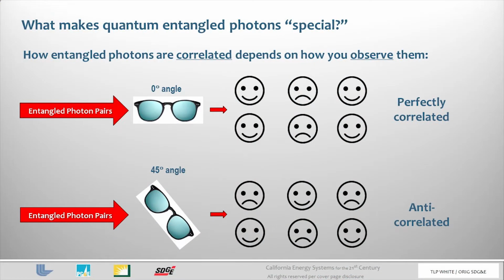However, if that same observer had tilted his head 45 degrees and observed those exact same photons, then he would have found that they would be anti-correlated. You'd have a happy and a sad, then they would always be different. And again, it would be random. He wouldn't know which one would be happy and which one would be sad, but he would know that they would be always different. So that's actually kind of a profound thing. There's no other particle that can do that. The correlation between these two particles depends on how you measure it. And that is what entanglement is.